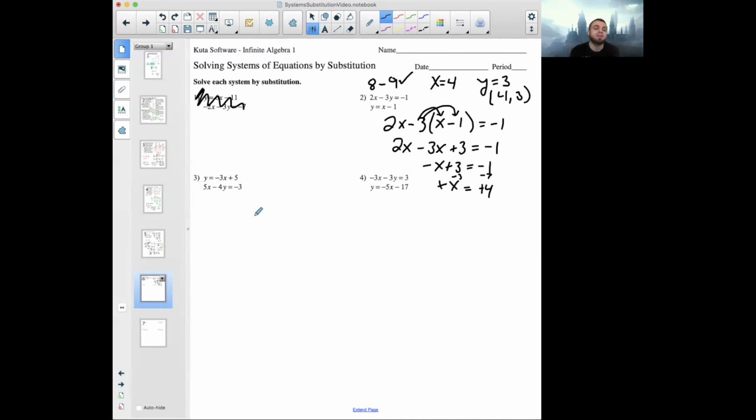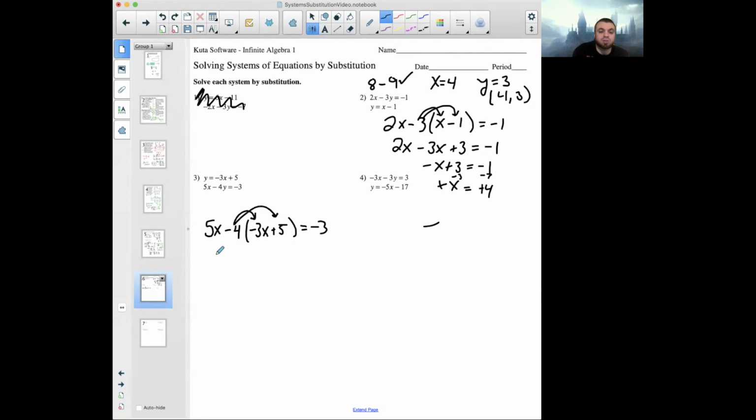Okay. So we see a similar thing with number 3. So number 3, what we have is 5x minus 4, and then instead of writing this one, y, I'm going to write negative 3x plus 5 equals negative 3.